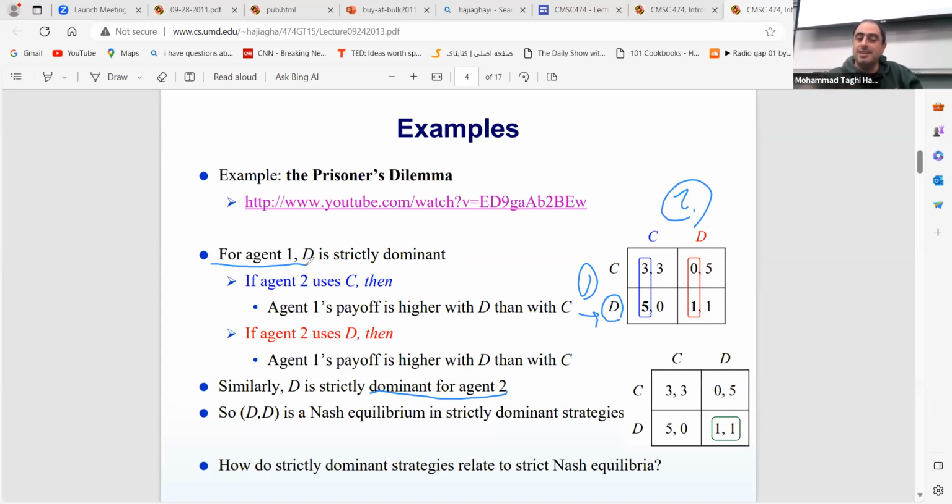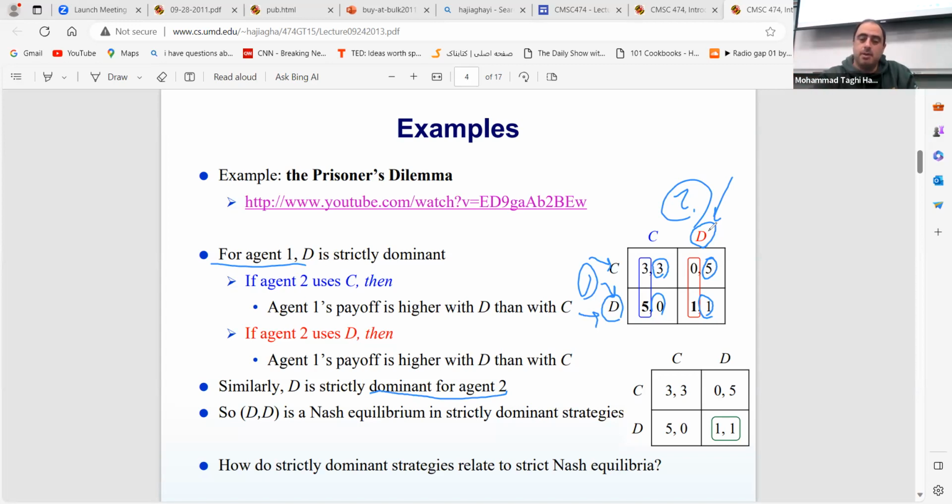Similarly, you can say that D is strictly dominant for agent 2 as well, for the same reason that I have mentioned. Because if you consider this second person, it gets 5 versus 3 if the other is doing C, and if the other is doing D, it gets 1 versus 0. So this is a different view of the prisoner's dilemma: there is a dominant strategy. D is always a better choice than C for each of these agents.